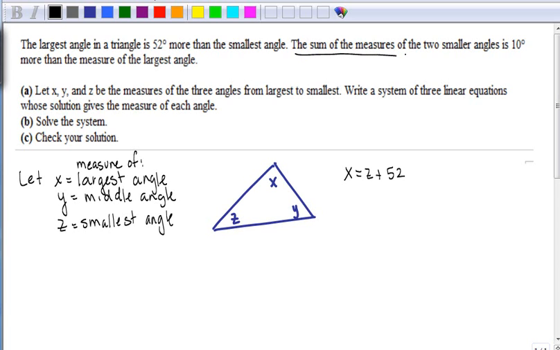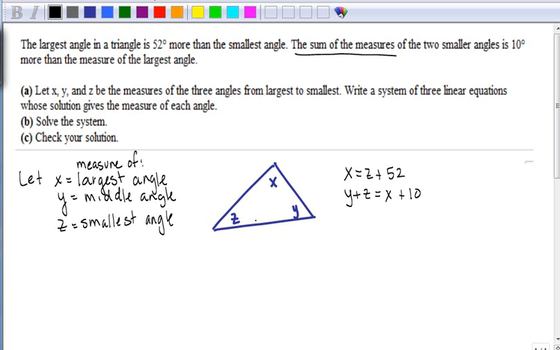The sum of the two smaller. What would that be? Oh, that would be y and z. The sum of the two smaller is 10 degrees more, so "is" means equals, 10 degrees more means plus the largest, and the largest is x. That's my second equation.